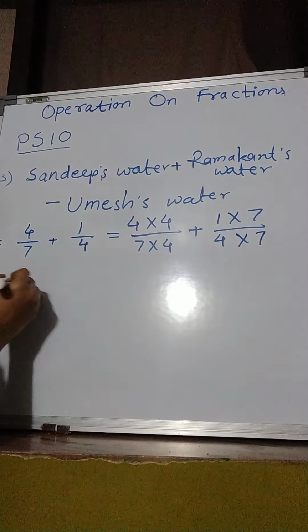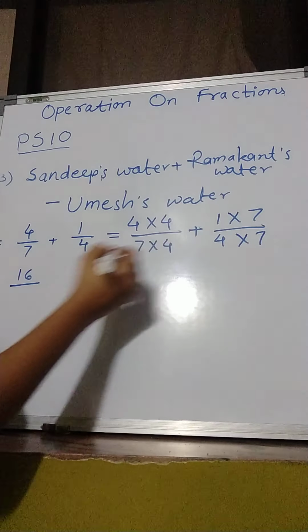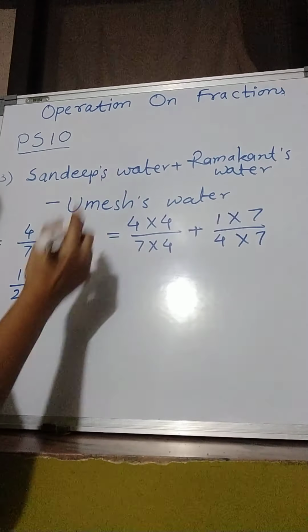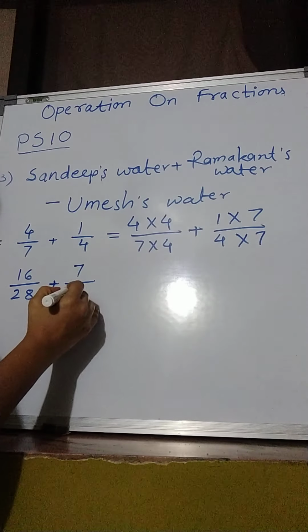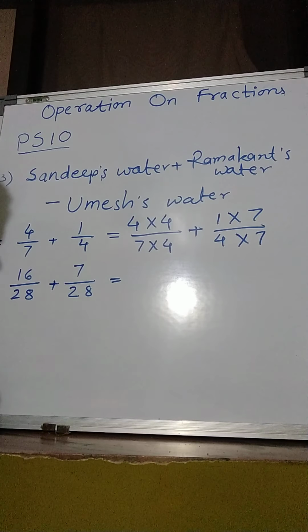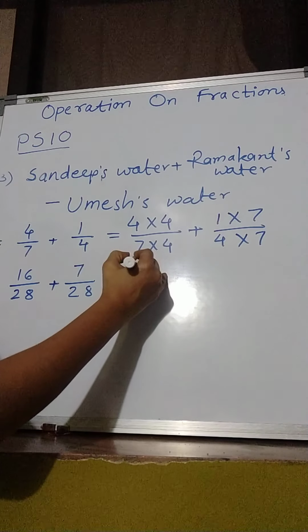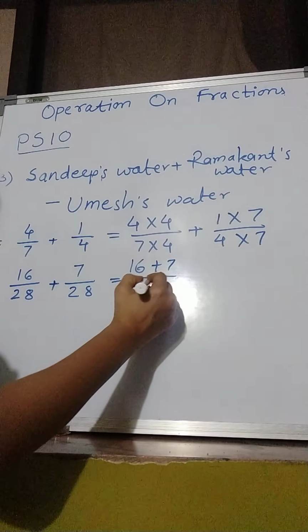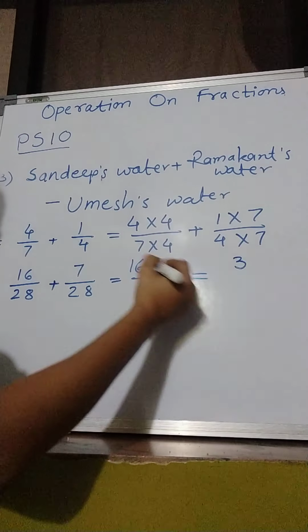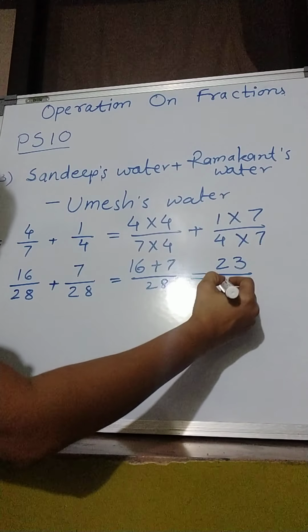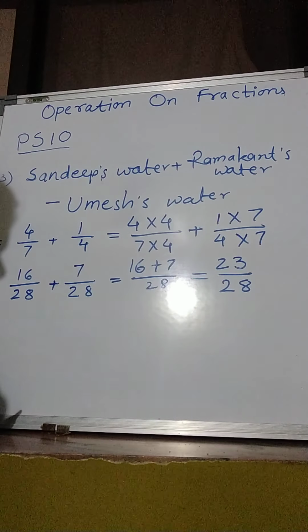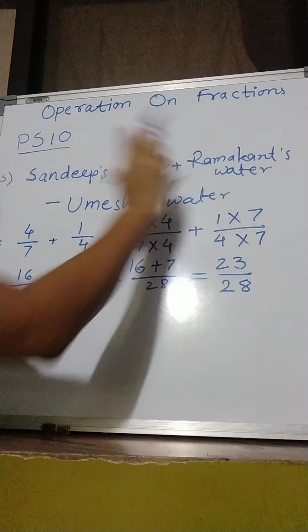Okay, 4 4s are 16 upon 7 4s are 28, plus 7 1s are 7, 7 4s are 28. Here your denominators are the same. You can directly add these two numerators. So 16 plus 7 upon 28. 6 plus 7, 13, carry over 1, 23 upon 28. Now, this is the total amount of water filled by Sandeep and Ramakant.